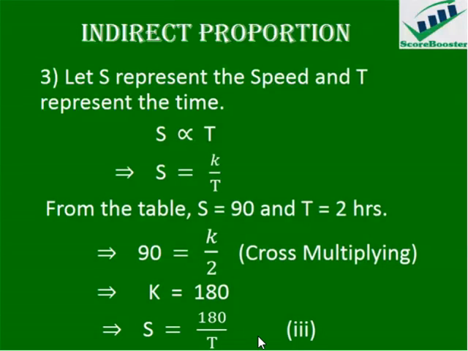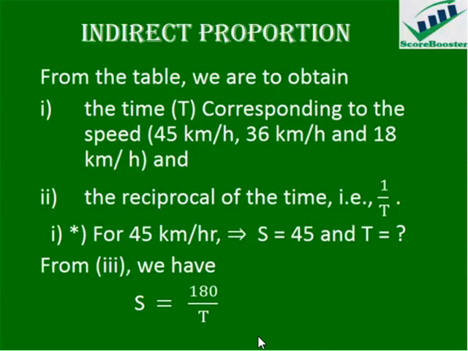So we have two jobs in that table. The first thing is to find the corresponding time to the corresponding speed of 45 km per hour, 36 km per hour, and 18 km per hour, and also to find the reciprocal of time for each speed. So we'll answer the first one by obtaining the corresponding time for the speed 45 km per hour, 36 km per hour, and 18 km per hour. Then after that, we'll now find the reciprocal of time for each speed.